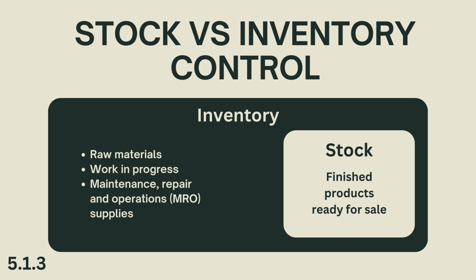Maintenance, repair, and operations (MRO) supplies. These are the tools, equipment, and materials needed to keep the production process running smoothly. Finished products. These are the completed items ready for sale to customers. Understanding this distinction is vital for effective business management, as it allows companies to optimize their resources at every stage of the production and sales process.